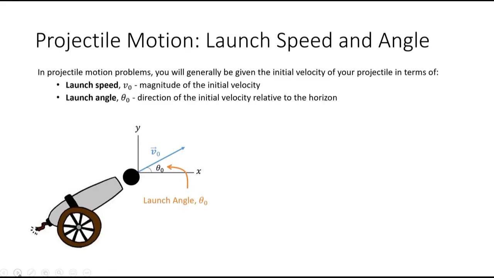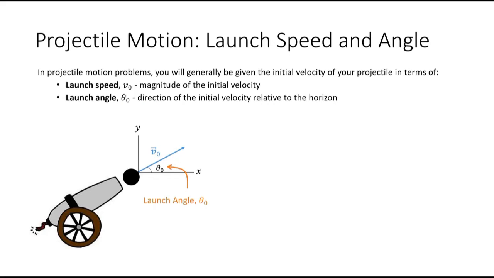Okay, so what other types of information will you be given in projectile motion types of problems? So usually you won't be told that a_x is 0 and a_y is minus g. You just have to recognize this is a projectile, and so I know the acceleration in the x and y directions. But you will often be given the launch speed and the launch angle. So the launch speed, we use the symbol v_0. That's going to be the magnitude of the initial velocity. And then the launch angle, we use the symbol theta naught, and that is going to be the direction of the initial velocity. It's usually given to you above the horizon, or in other words, above the positive x-axis.